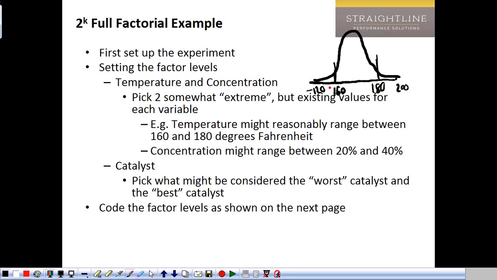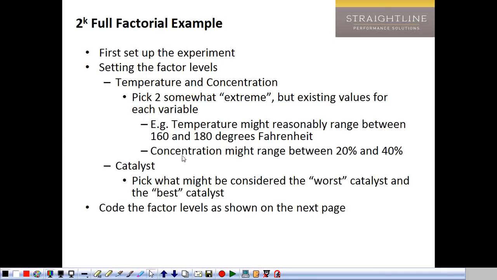Maybe I haven't drawn this well to scale, but I think you get the point. You wouldn't want to pick something so extreme that you'd never seen it before, nor would you want to pick two things that were too close together. So you definitely wouldn't want to pick, say, 171 and 169 in this. Okay, just some tips on choosing that.